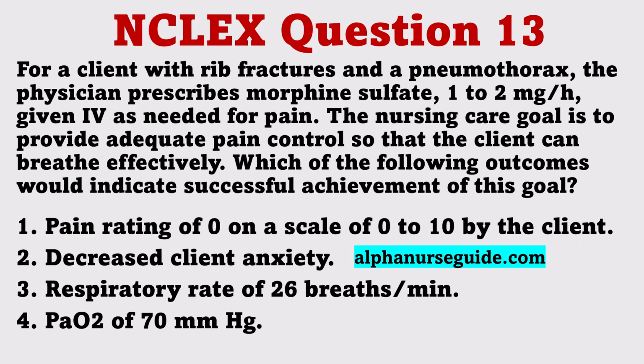For a client with rib fractures and a pneumothorax, the physician prescribes morphine sulfate, 1 to 2 milligrams per hour, given IV as needed for pain. The nursing care goal is to provide adequate pain control so that the client can breathe effectively. Which of the following outcomes would indicate successful achievement of this goal? 1. Pain rating of 0 on a scale of 0 to 10 by the client. 2. Decreased client anxiety. 3. Respiratory rate of 26 breaths per minute. 4. PaO2 of 70.